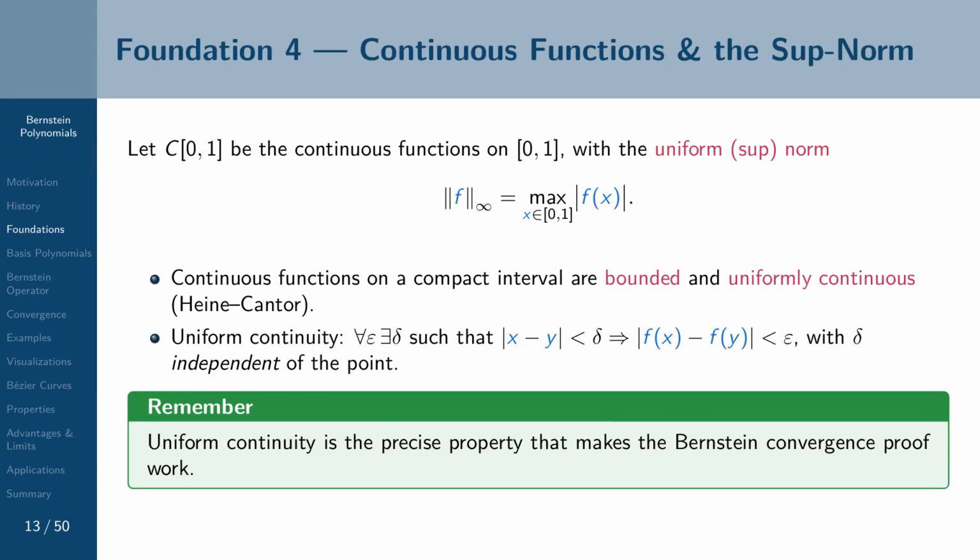We measure error in the uniform norm, also called the sup norm, the maximum absolute value over the interval. Two facts about continuous functions on a closed, bounded interval will be decisive. First, they are bounded. Second, by the Heine-Cantor theorem, they are uniformly continuous. That means, given a tolerance epsilon, there is a single delta, the same everywhere, so that inputs within delta give outputs within epsilon. That uniformity is precisely what makes Bernstein's proof work.